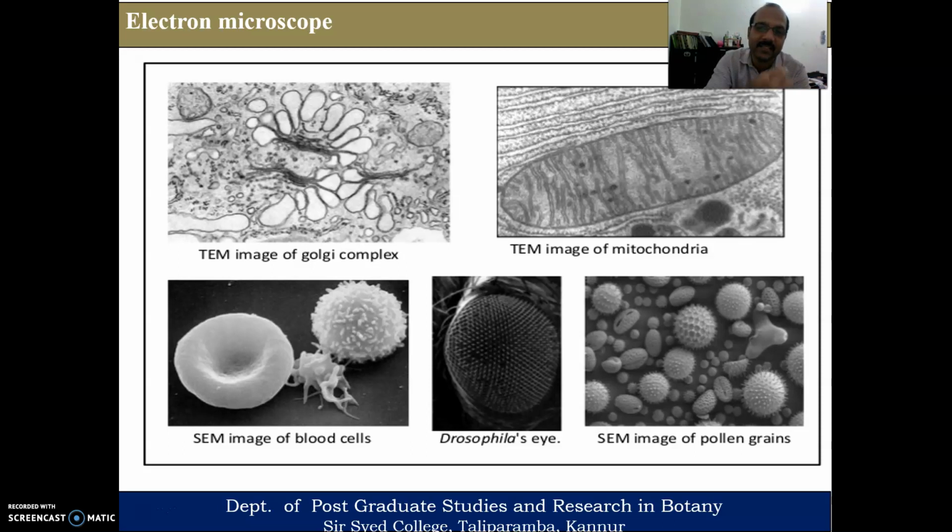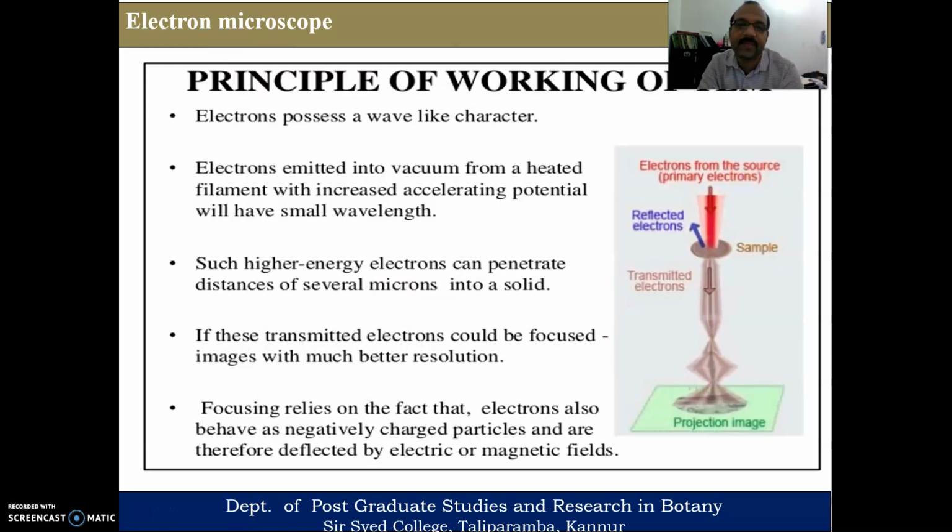But you can see this is an original picture of the Golgi apparatus. This is a STEM image of mitochondria. This is an image of blood cells. This is a Drosophila eye. Drosophila, you know Drosophila. It's a minute organism. And this is an image of pollen grains. So see, this is actually happening in the electron microscope. That's why these microscopes are highly important.